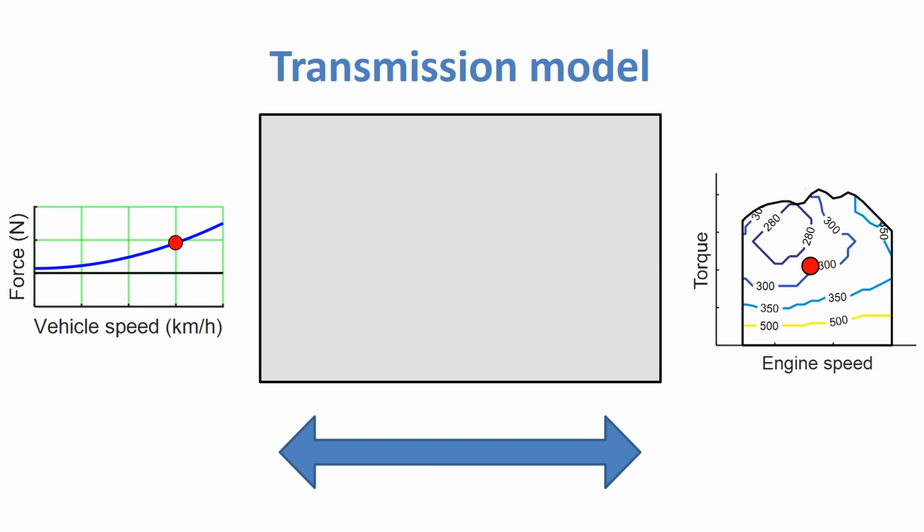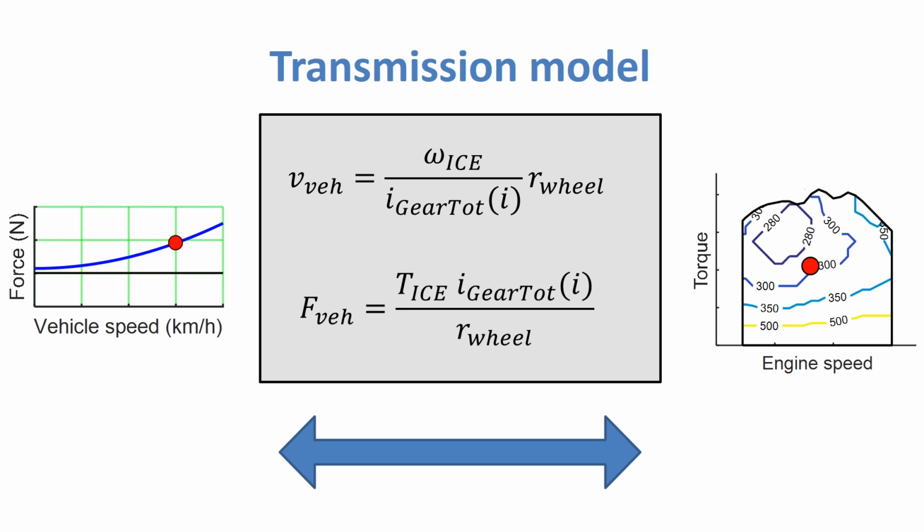Now we have derived the transmission model from the component models, and the main result from this lecture can be summarized. The transmission can be analyzed using one combined model. This model can translate engine shaft speed to vehicle speed, or vice versa. And it can translate engine torque into traction force, or vice versa. This means that when the engine is propelling the vehicle, each operating point in force and vehicle speed corresponds to an engine operating point in engine torque and shaft speed.